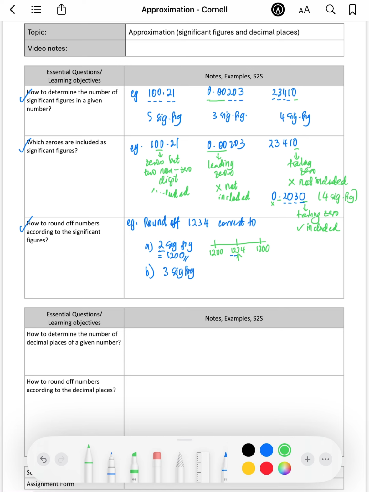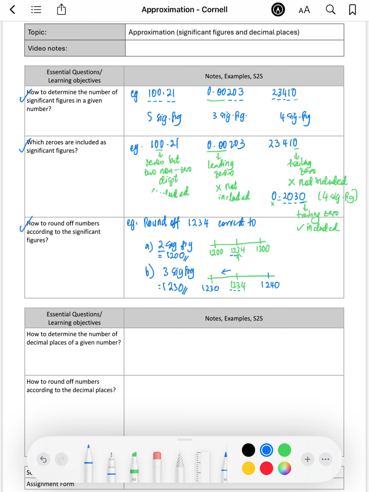Now if three significant figures, that means we count 1 2 3, so we put our numbers 1 2 3 0. That means here would be 1 2 4 0. So 1234 is nearer to 1230, and that's your significant figures.